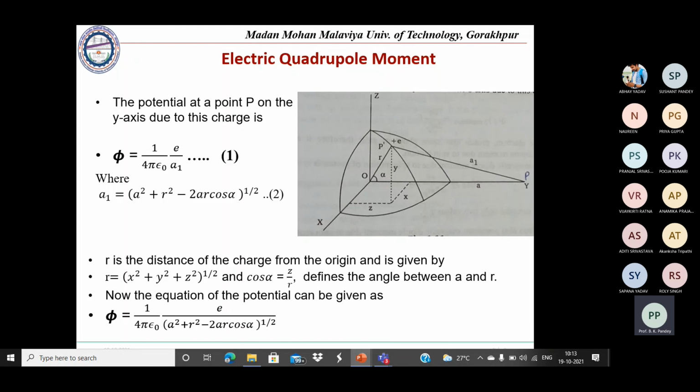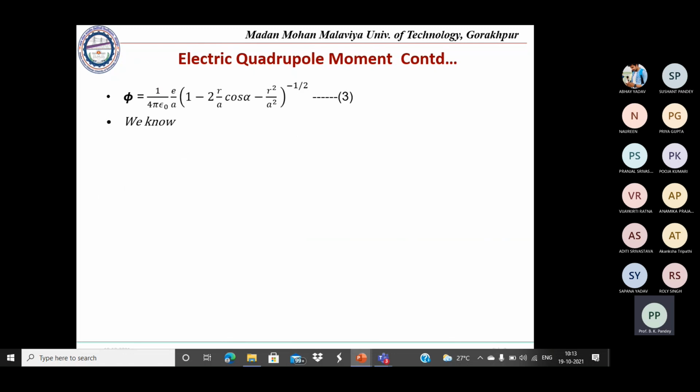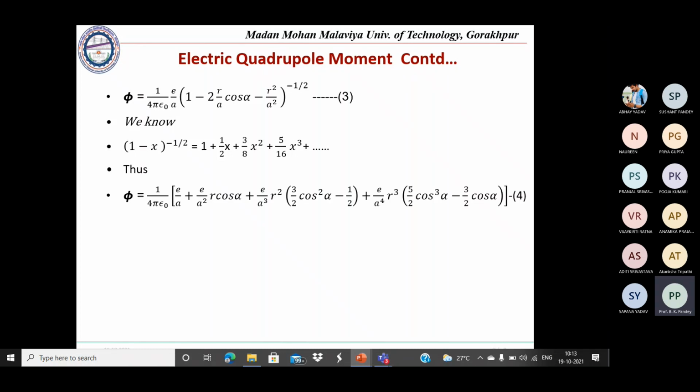Now the equation of the potential can be given; we put the value of A1 and we get this value. This phi is equal to 1 upon 4 pi epsilon 0 E upon A within bracket. Now we can expand it as 1 minus x whole to the power minus half, which we have already read in the lower classes, that 1 minus x to the power minus half has this expression. Similarly, we have expanded this one. These are mathematical manipulations you are very well able to do.